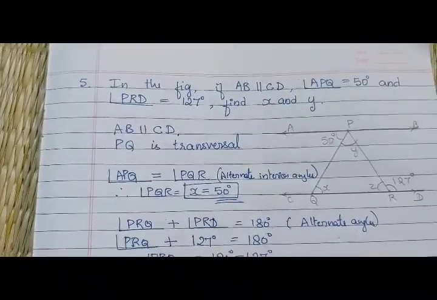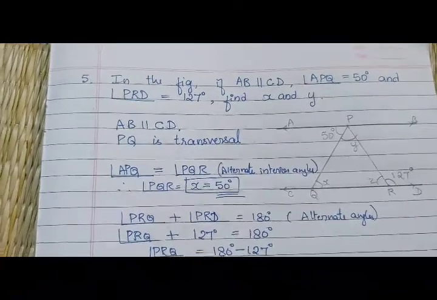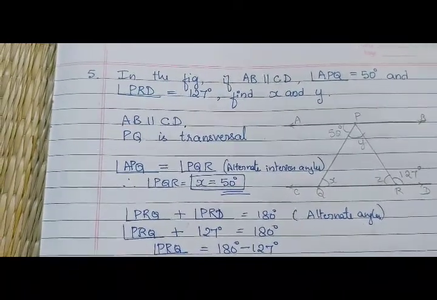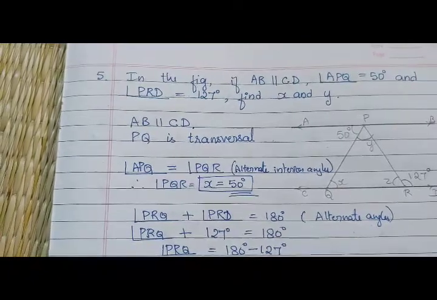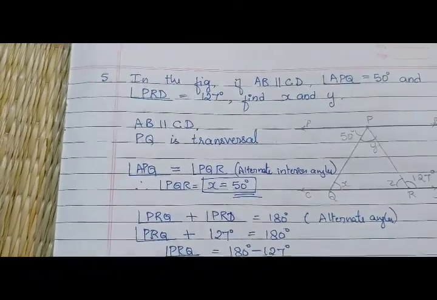In the figure, if AB is parallel to CD, angle APQ is equal to 50 degrees and angle PRD is equal to 127 degrees. Find X and Y.